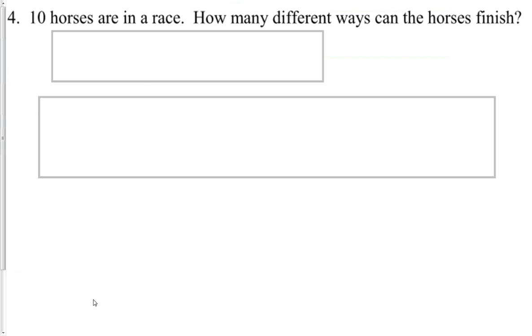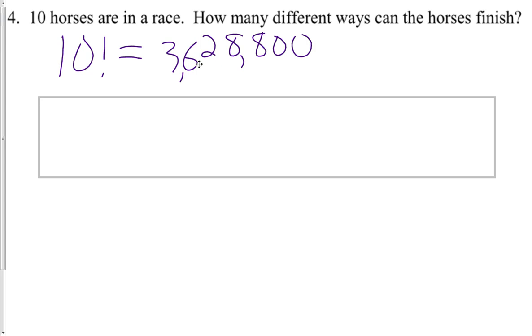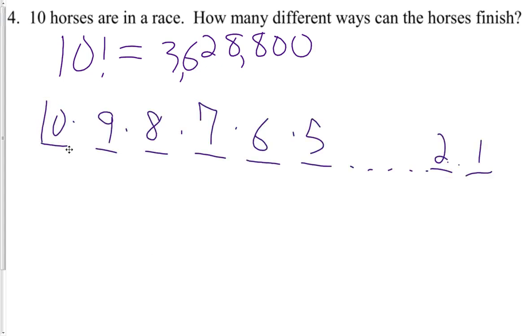So for example, 10 horses are in a race. How many different ways can the horses finish? Now, typically in a race, order matters. Finishing last doesn't get the same benefit as finishing first, right? So we've got 10 factorial, which is 3,628,800, which again is 10 times 9 times 8 times 7 times 6 times 5, and so on.